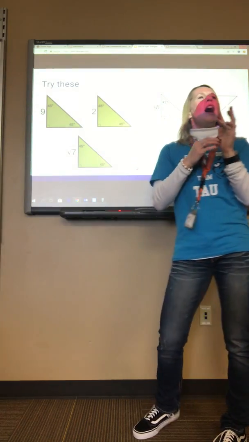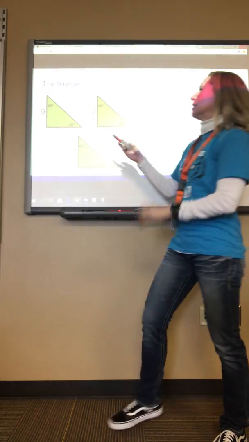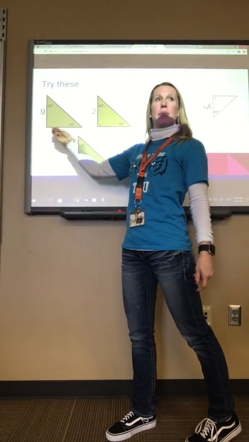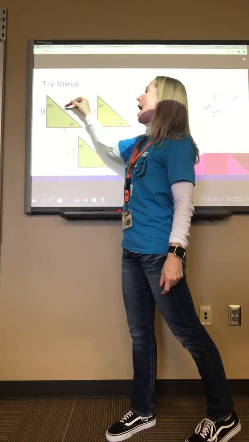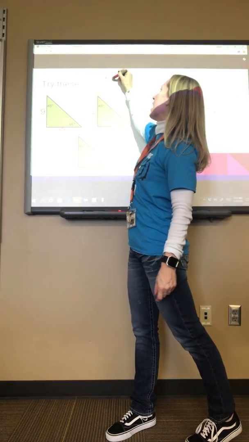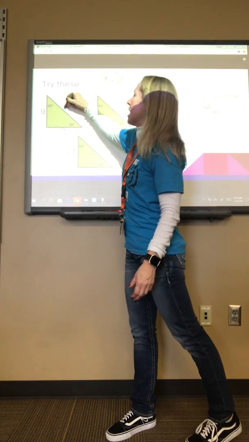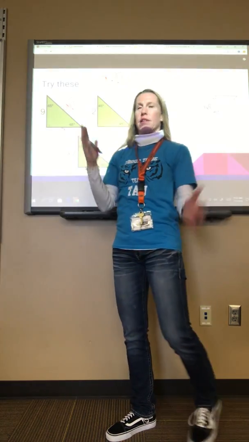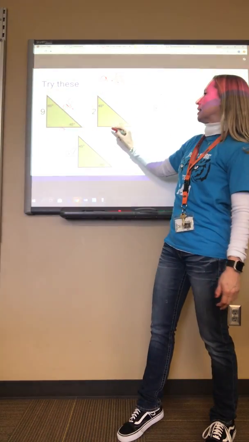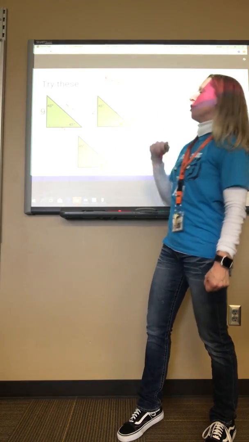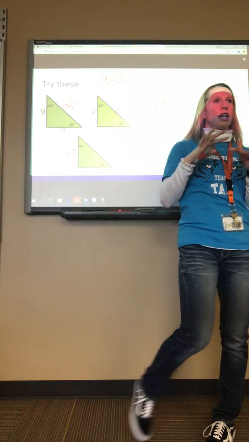Okay, so on these right triangles, if one side is 9, what would this side have to be? 9. The hypotenuse is whatever the leg is times radical 2. So what's 9 times radical 2? 9 radical 2. That's it. If this side is 2, what's this side? 2. What do you think the hypotenuse is? 2 radical 2. 2 radical 2. Okay, now it's going to get a little trickier.